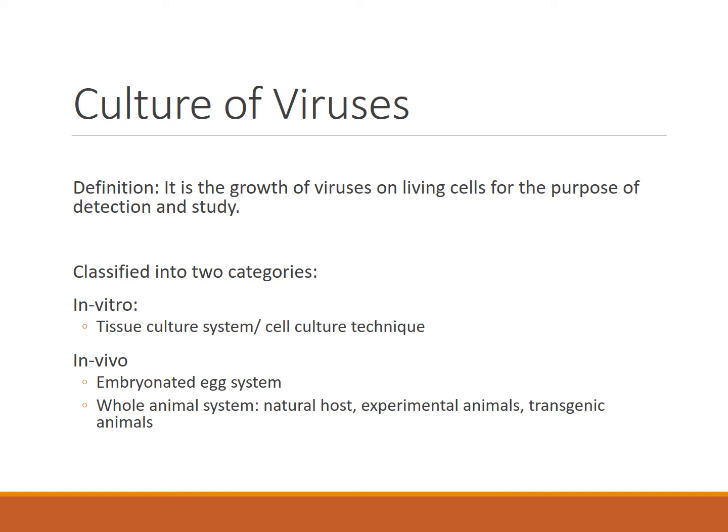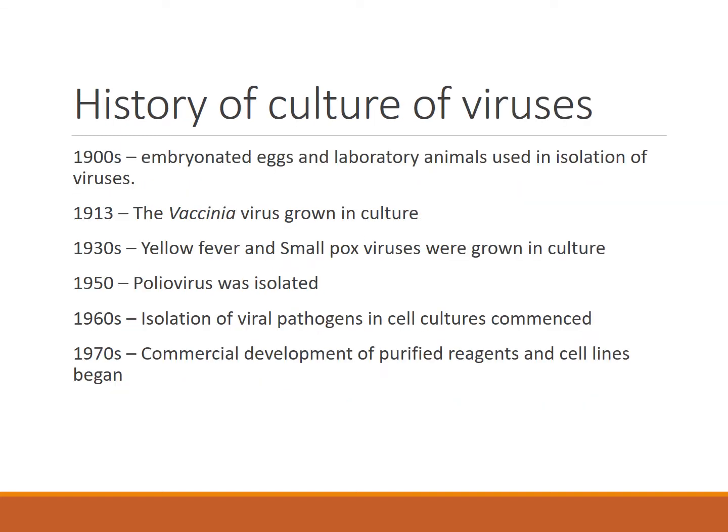The second category is the in vivo culture of viruses. This is the culture of a virus in a whole living organism, such as in a plant or an animal. An example is the embryonated egg system. The second example is the whole animal system, such as natural host, experimental animals, and transgenic animals.